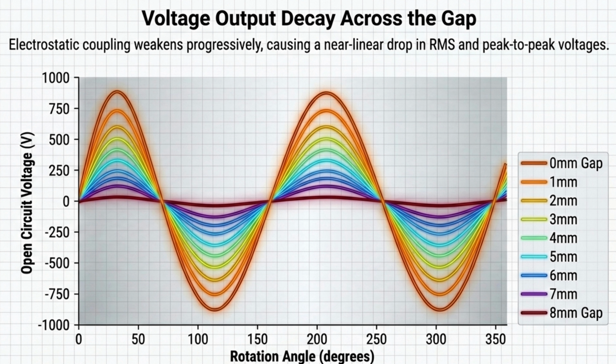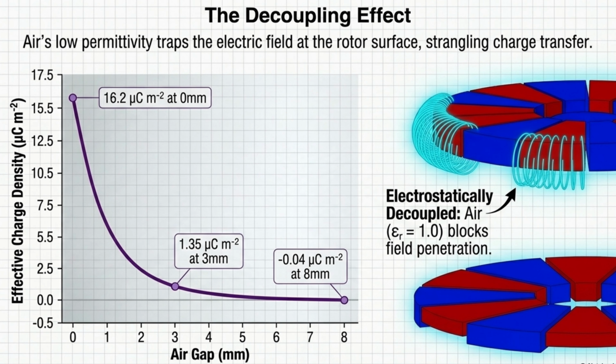And here are the key results. As the air gap widens, the voltage drops steadily. At 0 gap, it peaks near 900 volts. By 8mm, it's almost flat. The signal is gone. The charge density tells the same story, from over 16 microcoulombs per meter squared at contact down to 1.3 at 3mm and basically 0 at 8mm. At that point, the stator and rotor are not generating any electricity.